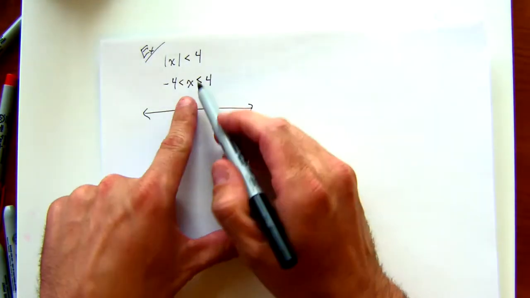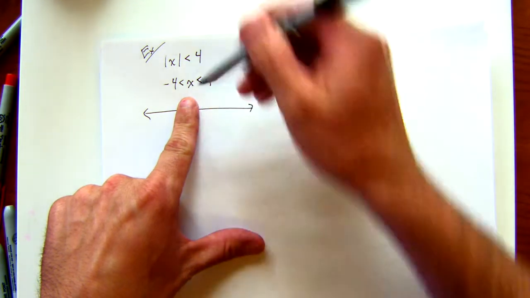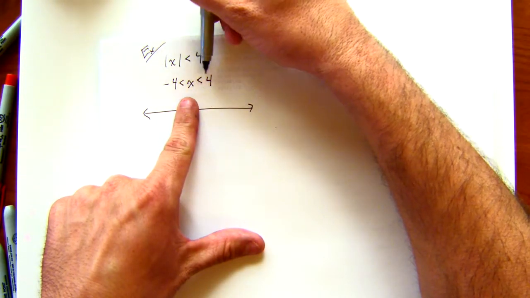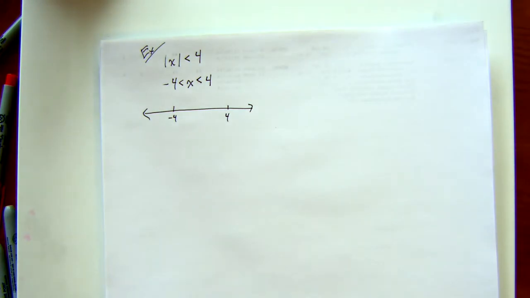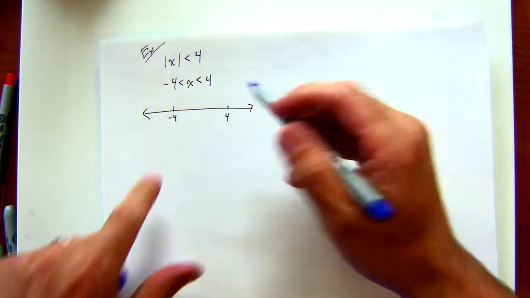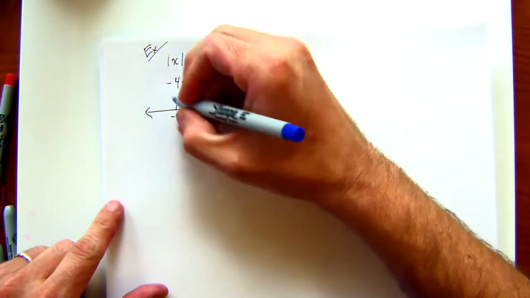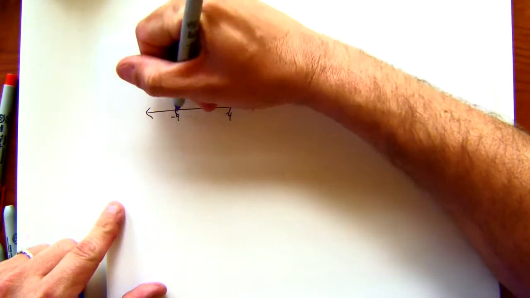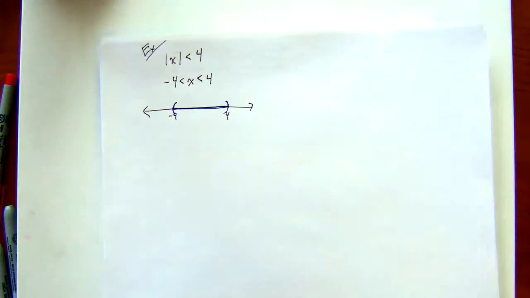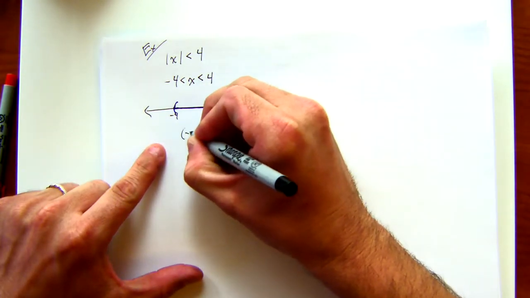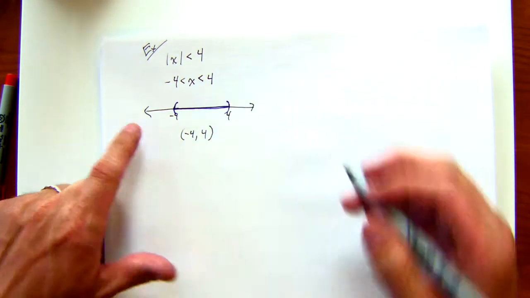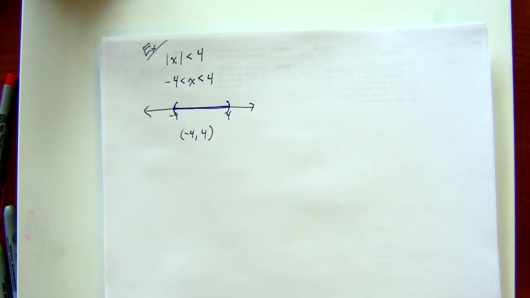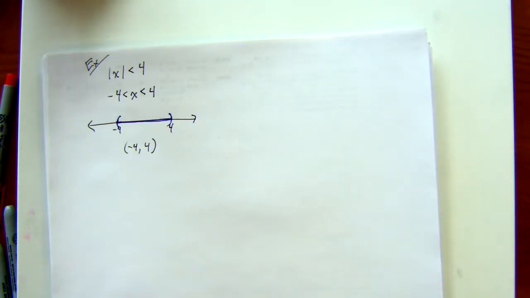Here, what are we saying about x? X is between the two endpoints, -4 and 4. Does it include the endpoints? No. So it's going to be just that. Or to graph it. Interval notation. -4 is my left endpoint, open. 4 is my right endpoint, open. Any questions?